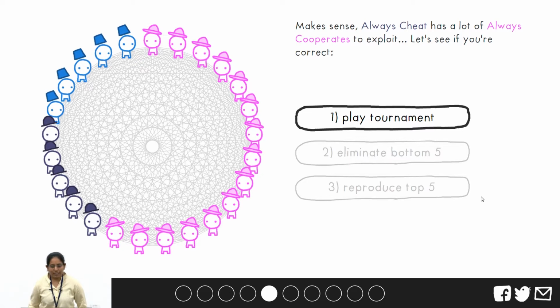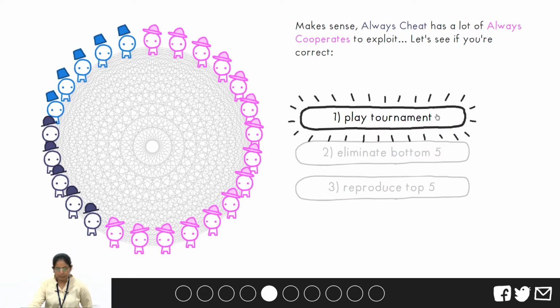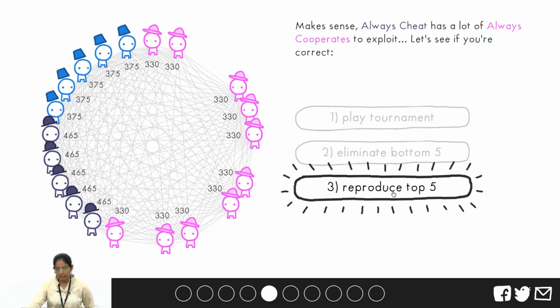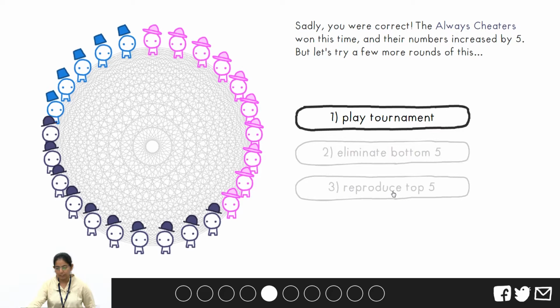Okay, so let's play one tournament, look at what happens. And what happens here is not surprising. The cheaters dominate and the nice guys are at the bottommost rungs of the ladder. They do get 330 coins. This is because when they're playing amongst themselves, they benefit. Also when they play with the copycats, they benefit. But all of that is pretty much nullified when they play with the cheaters who take a lot of it away. Okay, so when you eliminate the bottom 5, the nice guys go away, and you reproduce the top 5, you get many more cheaters now.